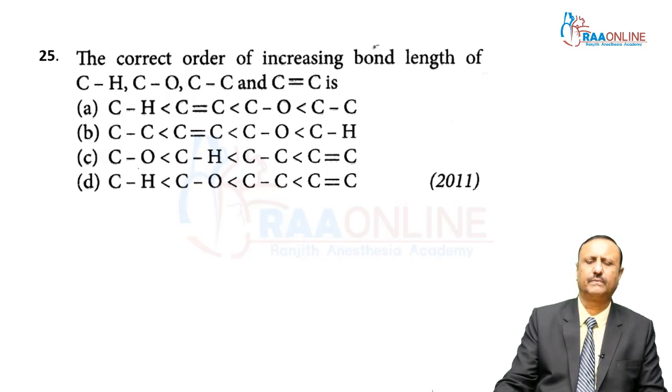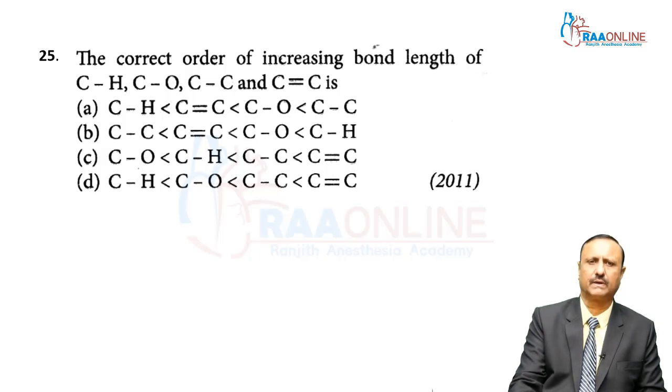In question number 25, the correct order of increasing bond length of C-H, C-O, C single bond C and C double bond C. Here, my dear friends, you can see the bond length of C single bond C, C single bond O is greater than this, and this is greater than this. The bond length of carbon double bond carbon is greater than carbon single bond hydrogen. So the answer is A, question number 25, answer is A.